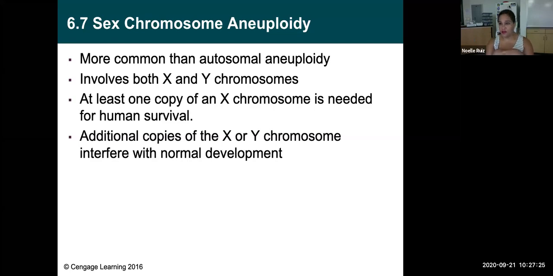Sex chromosome aneuploidy, when there's not enough or too many sex chromosomes. This happens. It's actually more common than in the autosomes. It can involve both X and Y chromosomes. At least one copy of an X chromosome is needed for human survival. So if an embryo does not have at least one X chromosome, it doesn't become an embryo, it miscarries. And then additional copies of the X or Y chromosome interfere with normal development.